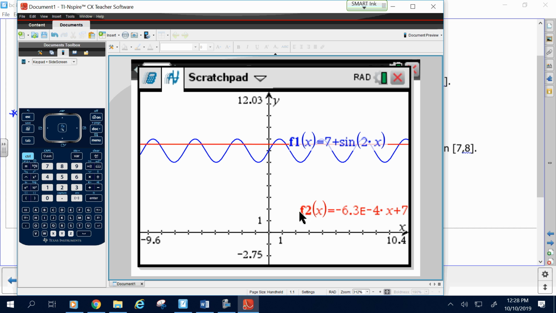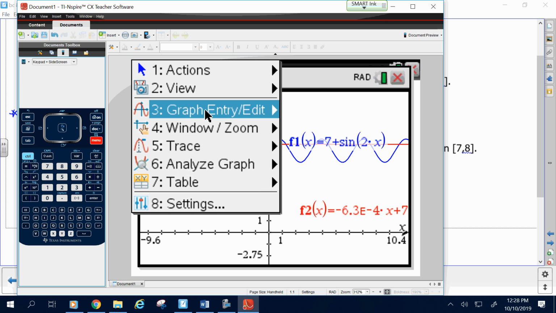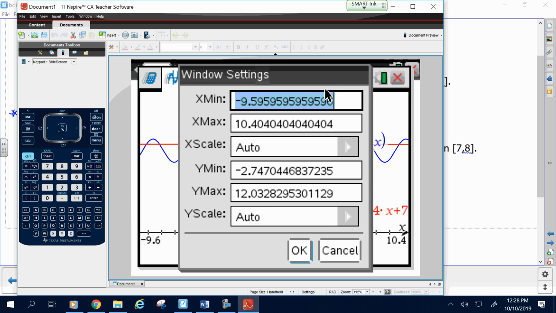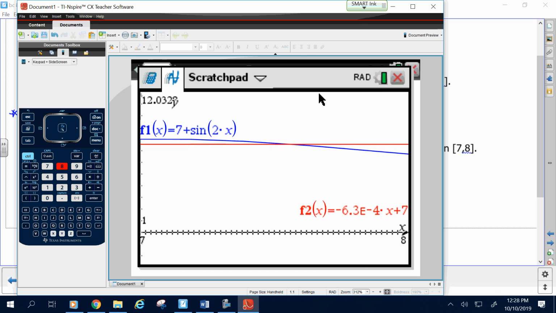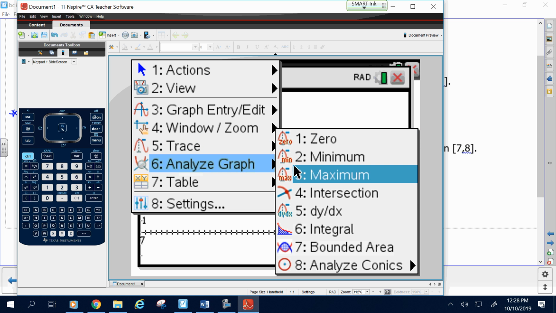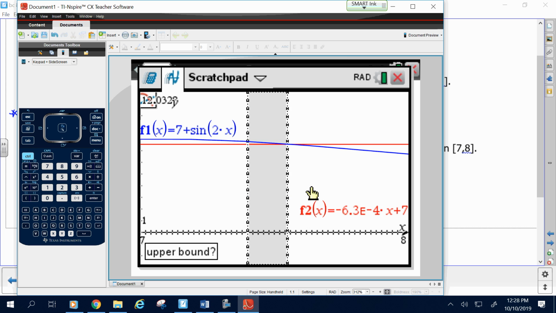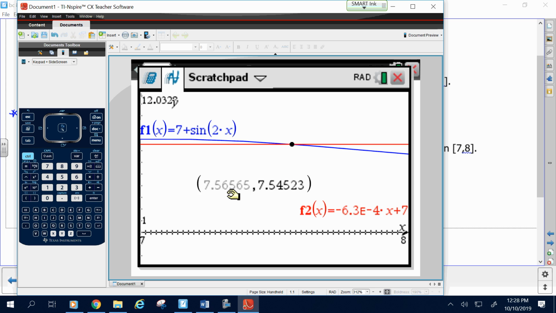All right. So I could set the window to 7 to 8, so I only look in the correct place. Then, boom, I'm in business. Now I can find the intersection point. Do I give the x or the y? They're asking you to find the average value or the C at which it's made? The C at which it's made. So I give the x or the y? The x.